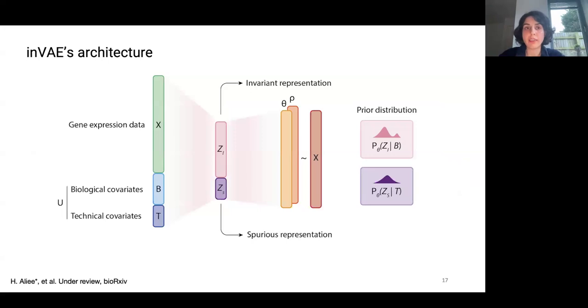So overall, the architecture looks like this. It's a model based on a variational autoencoder. It gets as input the gene expressions and the covariates, both biological and technical, and infers two sets of latent variables. But as I said, each of these sets has a different prior distribution that will be inferred and trained in the model. And then there is a decoder that learns the parameters of the distribution for the gene expression, which in our case is a negative binomial distribution. And then our sample is reconstructed using these parameters of the distribution.